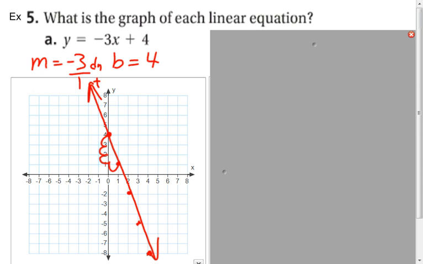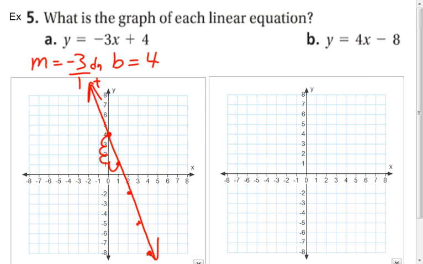Okay. Let's do the other example. In this one, the slope is 4. How do I write that as a fraction? 4 over 1. My y-intercept is -8. So I need to find my y-intercept first. You can't graph the slope first. You have to graph the y-intercept first so you know where you're supposed to start. So I'm going to start at -8. And my slope gives me my directions. So a +4 means up 4. And a positive on the bottom means go to the right.